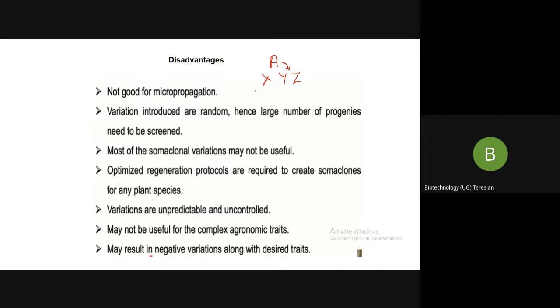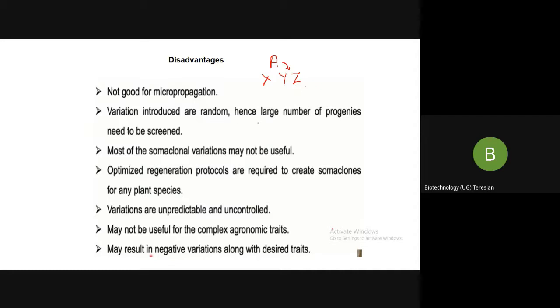And at the end of growing the plant, you find that the phenomena you wanted from A is not present in X, Y, and Z. Is it useful? No. So when you want to micropropagate, I don't want somaclonal variation. I want to micropropagate only my A plant, and the decided character in this A, I want it in X, Y, Z, or your C, D, E, F, whatever it is. You don't come and interfere, but it sometimes interferes.